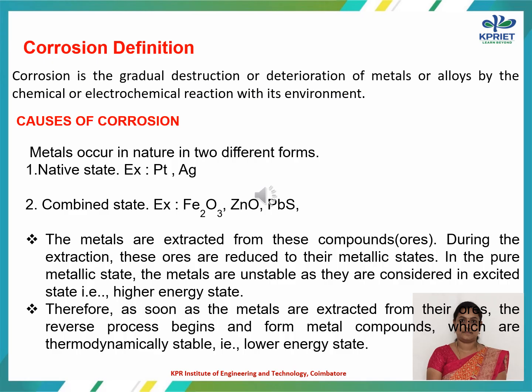From the compound, the metals are extracted by the metallurgical process. For this process, energy is supplied and the extracted form is in a high energy state. When the energy increases, as we know, the stability decreases. To attain stability, the metals combine again to form compounds so that they can lower their energy and become stable. So this is why all metals undergo corrosion naturally.